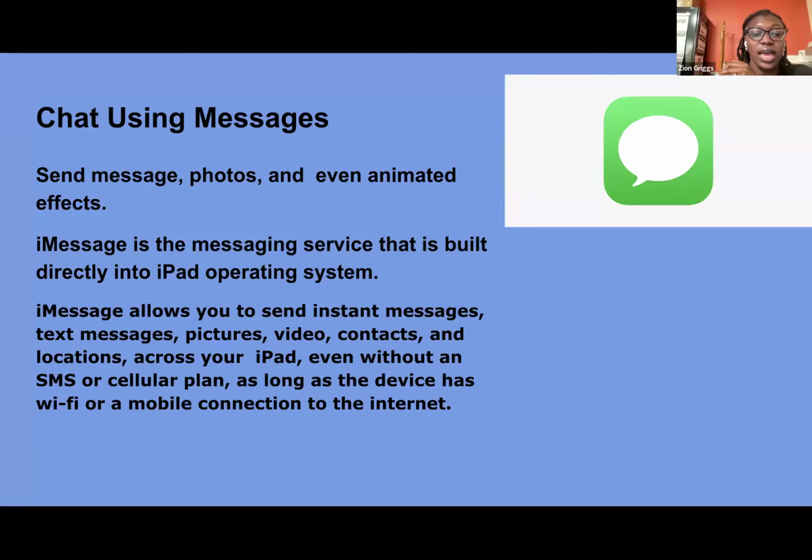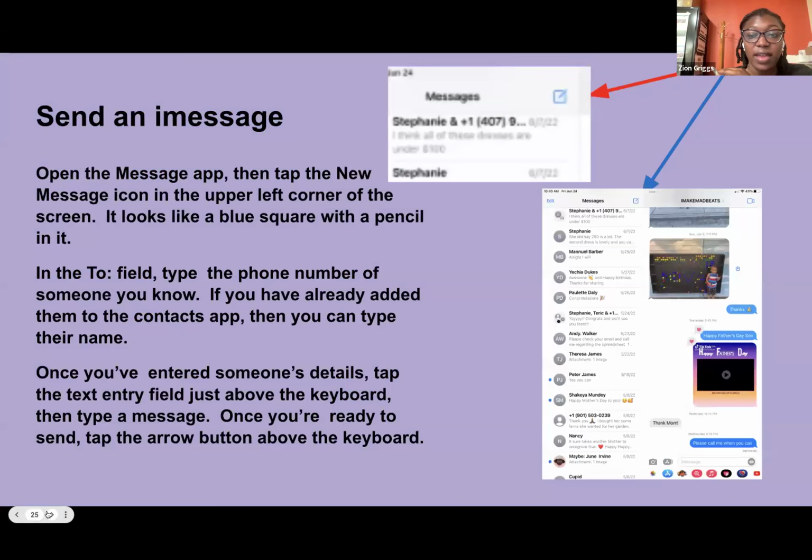All right, and it allows you to send instant messages, text, pictures, video, contacts, and location, as long as the device has Wi-Fi or access to a mobile connection. Okay, so let's show you what this looks like. Open the Messages app, which was the picture shown on the last screen. Then tap on the new message icon. The new message icon looks just like the new email icon. It's a little square with a pencil inside.